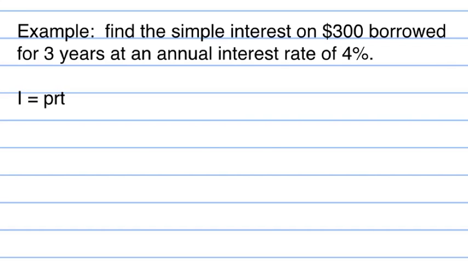Okay, so let's look at an example. In this example, I want to find the simple interest on $300 that will have been borrowed for 3 years at an annual interest rate of 4%. Well, if you look at my formula, I equals the principal times the rate times the time. All we're going to do is plug that in to our calculator. So let's write that out.